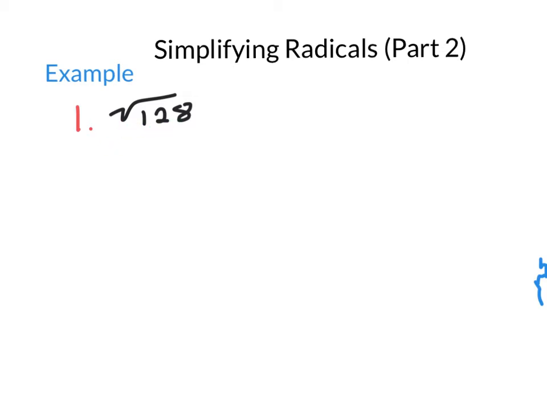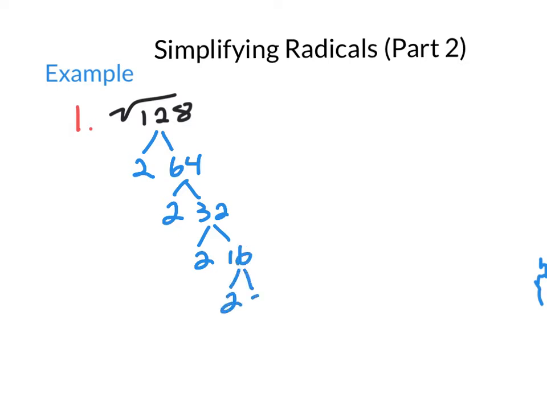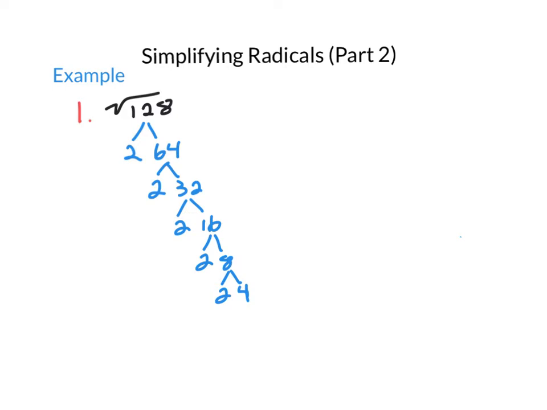All right, if we just start finding the factors by dividing it by 2, let's say we have 2 times 64. Then the 64 could be 2 times 32, and then we just keep going. Let's see, that's 2 times 16, and then 2 times 8, 2 times 4, and then finally we have 2 times 2. Now we're at all prime numbers.